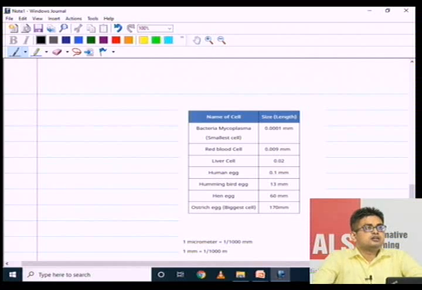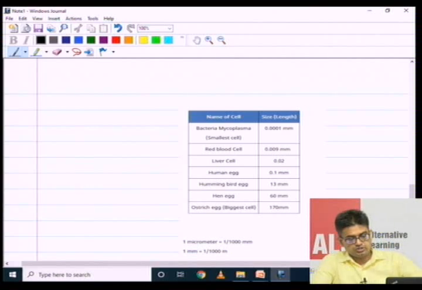Human egg is the largest cell in the human body. In females, the largest cells found in all humans are the human egg. It is 0.1 millimeter. Hummingbird egg, for comparison, is 13 millimeter. Hen's egg is about 6 centimeters or 60 millimeter. And the ostrich egg, the biggest cell, is about 170 millimeters. Okay, so it's really huge.